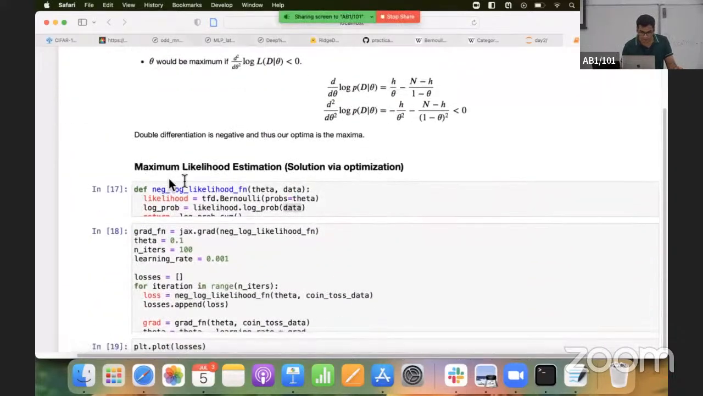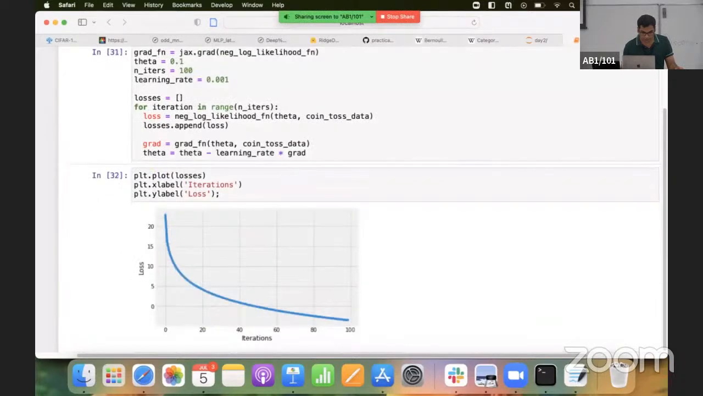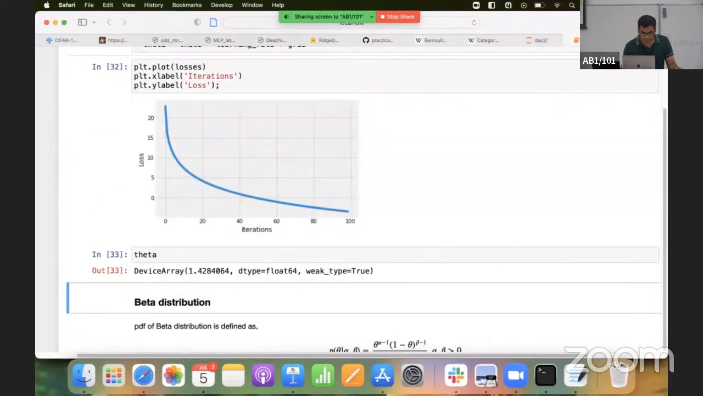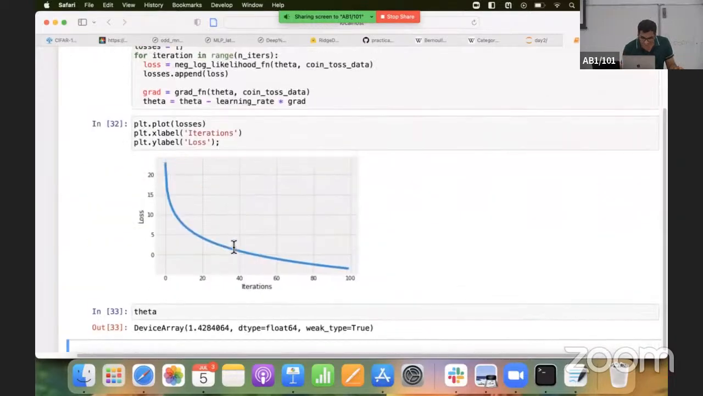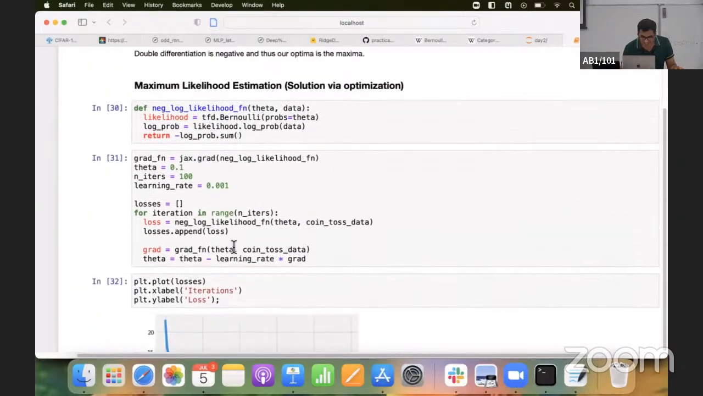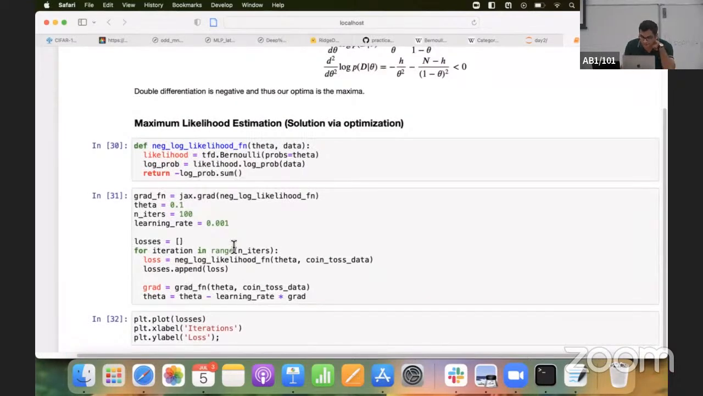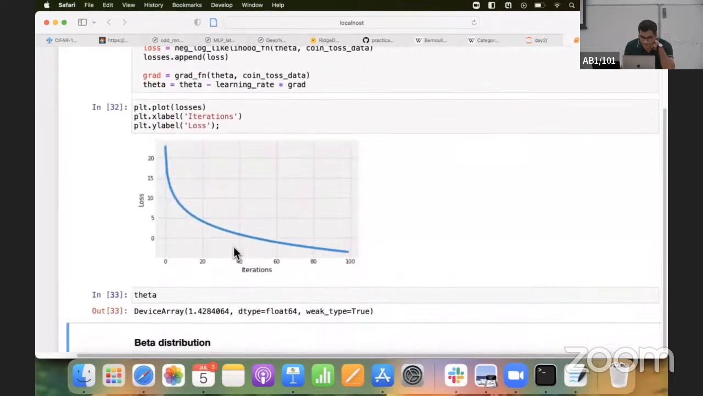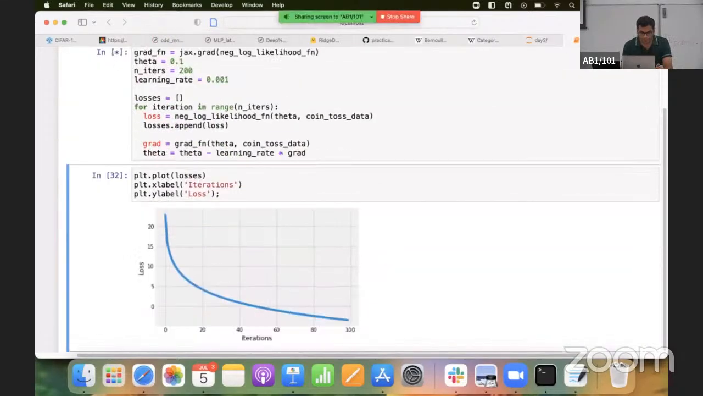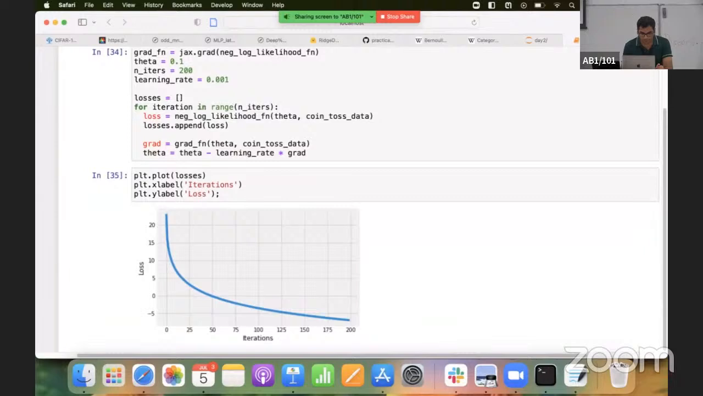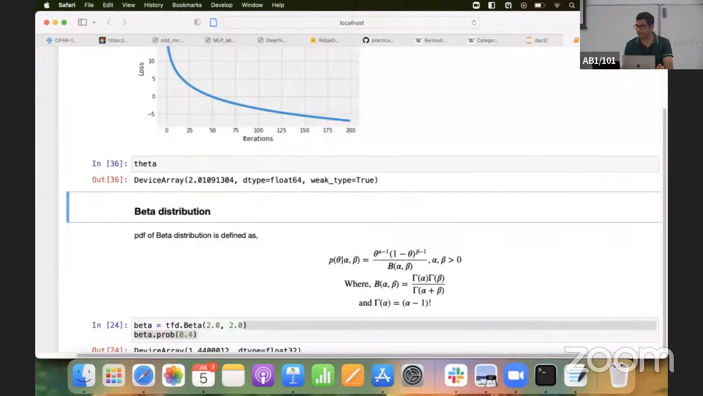And then if we go to, theta is 1.4 here. So clearly there's something wrong in the code. Okay, theta keeps increasing. Why do you think this is happening?